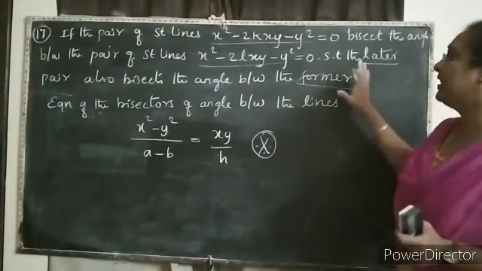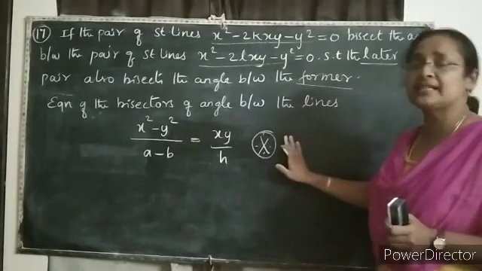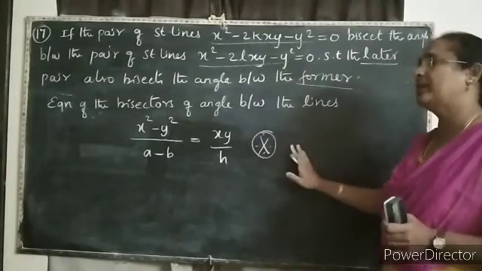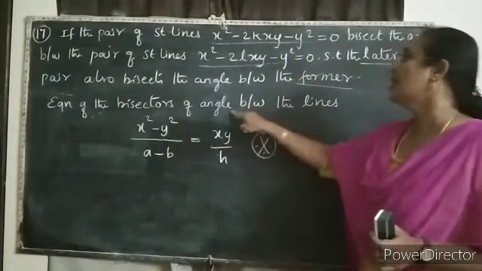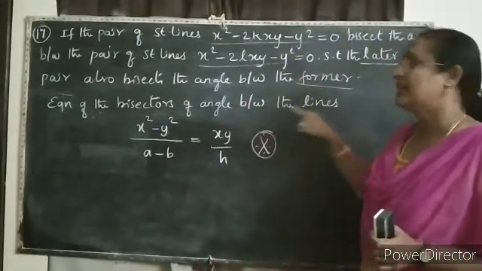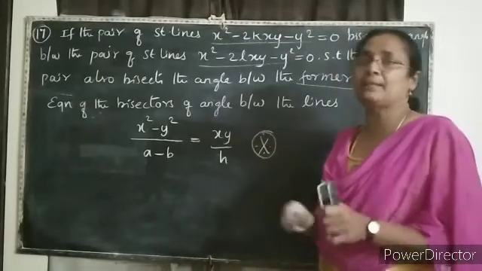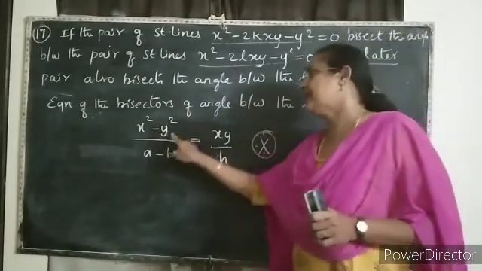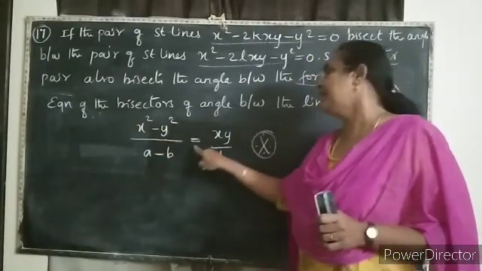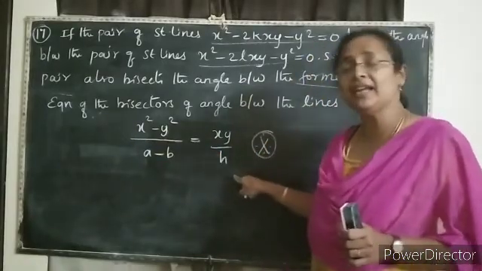Okay, so இத prove பண்ண we have to memorize this formula. It's very important, very simple too. So this is the equation of the bisectors of the angle between the lines. Now this will give you the equation of the bisector of the angle between the lines, that is x squared minus y squared divided by a minus b equal to xy divided by h.